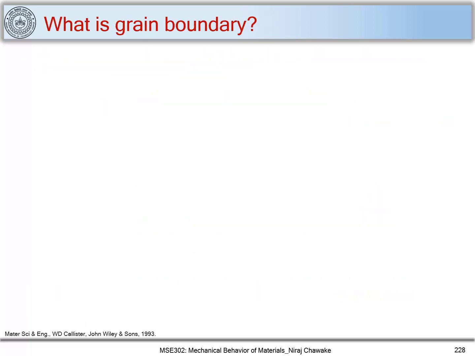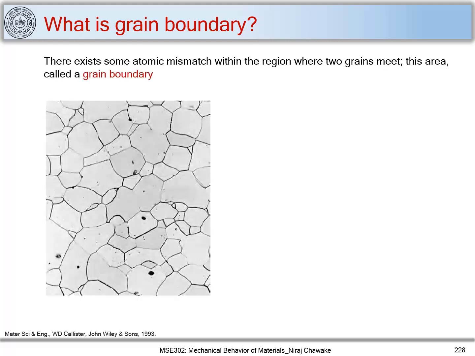Now let's understand what a grain boundary is. Here we have shown a micrograph, and you can see these are grains and the boundaries are black regions. There is a contrast here, and the boundaries look black. We can say that a grain boundary is a region where two grains meet, and these two grains are oriented in different ways. So there will always be a mismatch. This is a mismatch region.